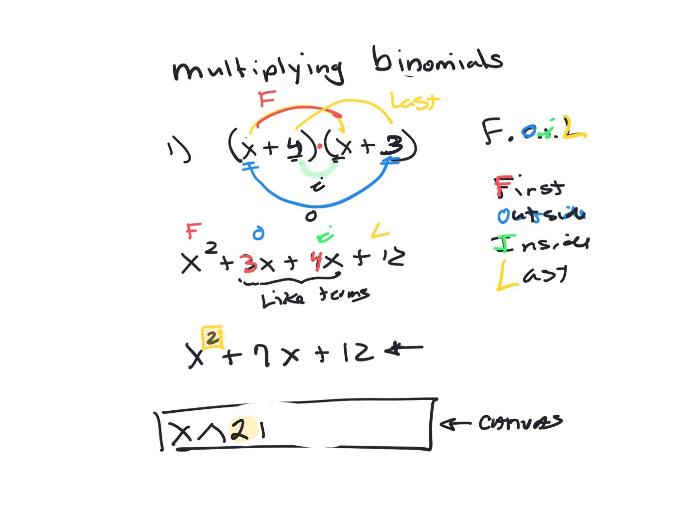So x squared plus 7x plus 12. And you should have no spaces and no capital letters. If you don't type it in with the exponent key, it'll mark you wrong. So be very careful, right? So let's try that foiling again.